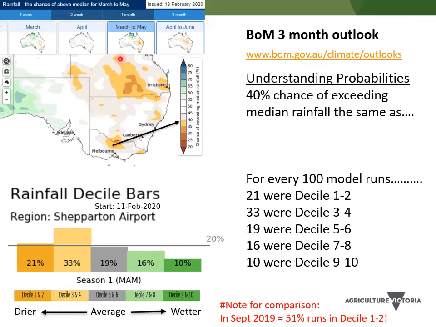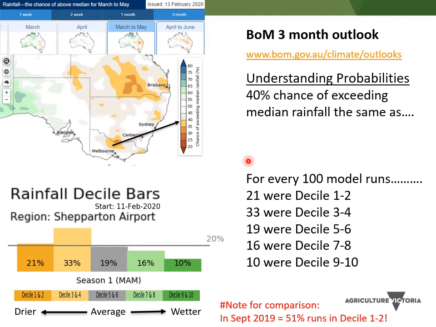Here's an example of the current forecast that the Bureau's got for the next 3 months, from March to May. This was issued on the 13th of February. You can see these maps, and they give a probability of above or below, the chance of exceeding median rainfall. Looking at this area here, a 40% chance of exceeding median rainfall. But that's also meaning a 60% chance of less than average rainfall. But there's a little bit more devil in the details. Basically the same data runs.